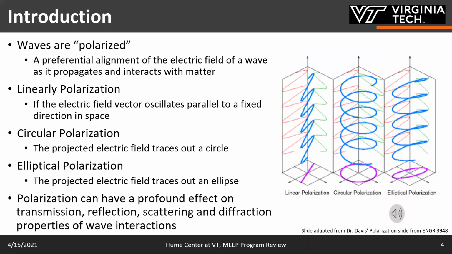Waves are polarized, which means they have a preferential alignment of the electric field as it propagates and interacts with matter. For the purpose of this presentation and for this experiment, we'll only be dealing with linear polarization. The polarization of a wave affects how it transmits, reflects, scatters, and diffracts, which has all sorts of impacts on RF performance.